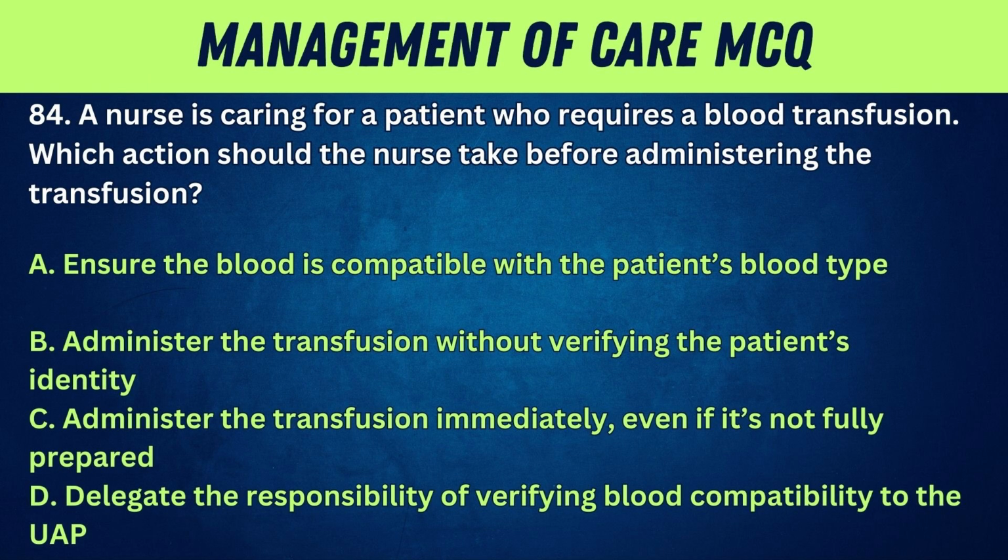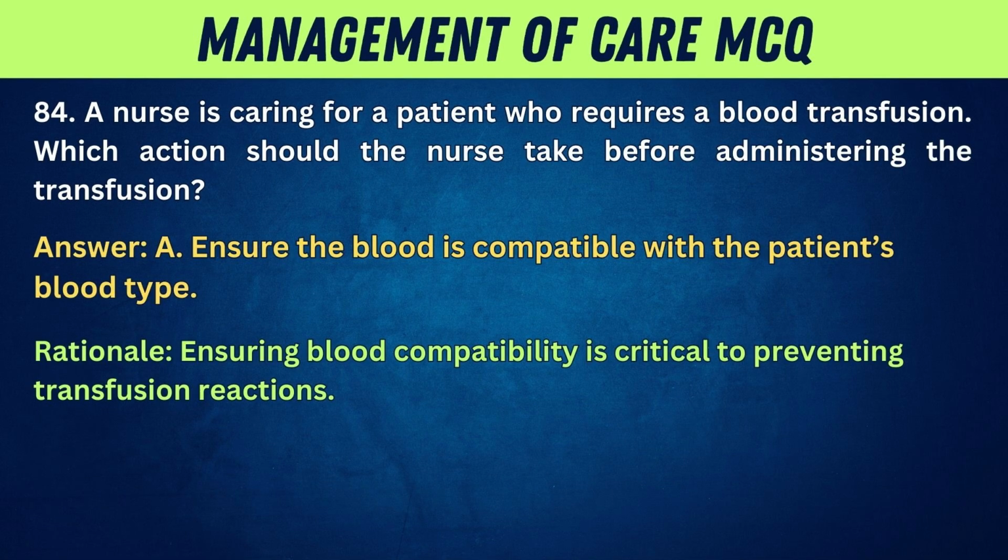84. A nurse is caring for a patient who requires a blood transfusion. Which action should the nurse take before administering the transfusion? A. Ensure the blood is compatible with the patient's blood type. B. Administer the transfusion without verifying the patient's identity. C. Administer the transfusion immediately, even if it's not fully prepared. D. Delegate the responsibility of verifying blood compatibility to the UAP. Answer. A. Ensure the blood is compatible with the patient's blood type. Rationale. Ensuring blood compatibility is critical to preventing transfusion reactions.